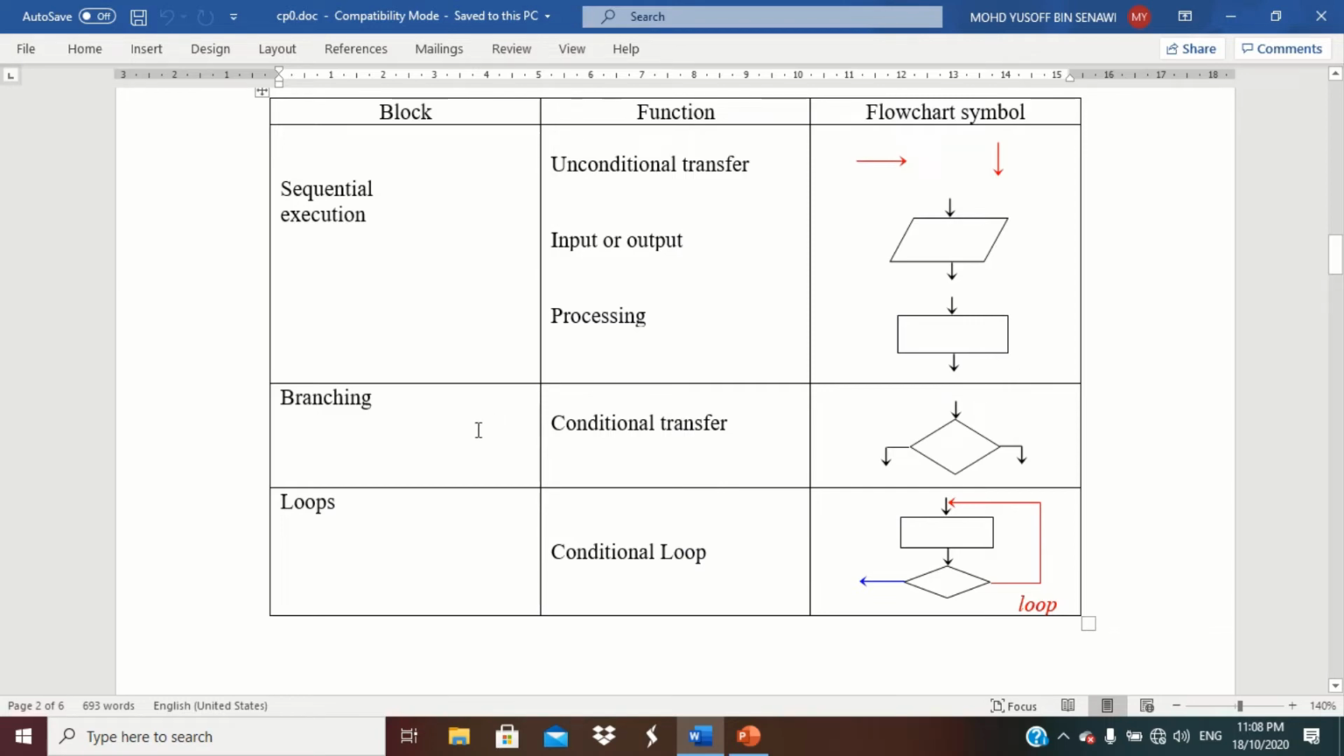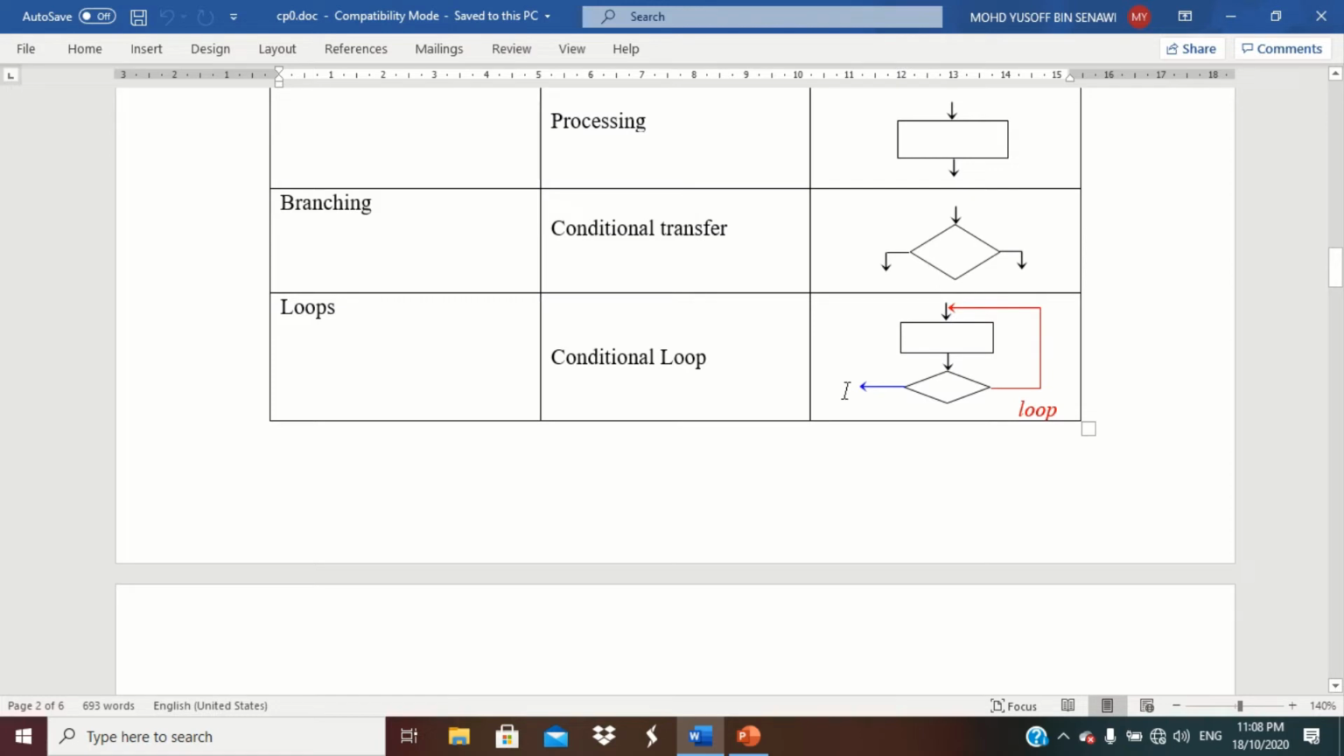The second basic building block is the branching operation. The function basically involves conditional transfer, where the flowchart symbol is this diamond shape. You enter the diamond, you test here. Let's say if the test is true, go to the left. Otherwise, if the test is false, go to the right.